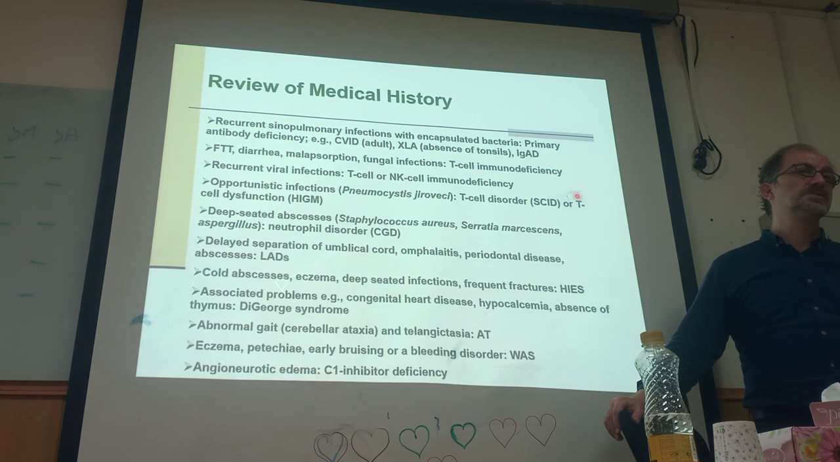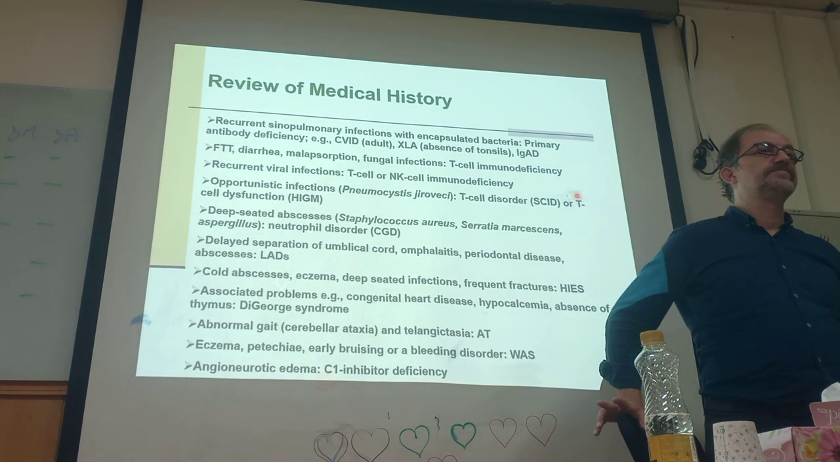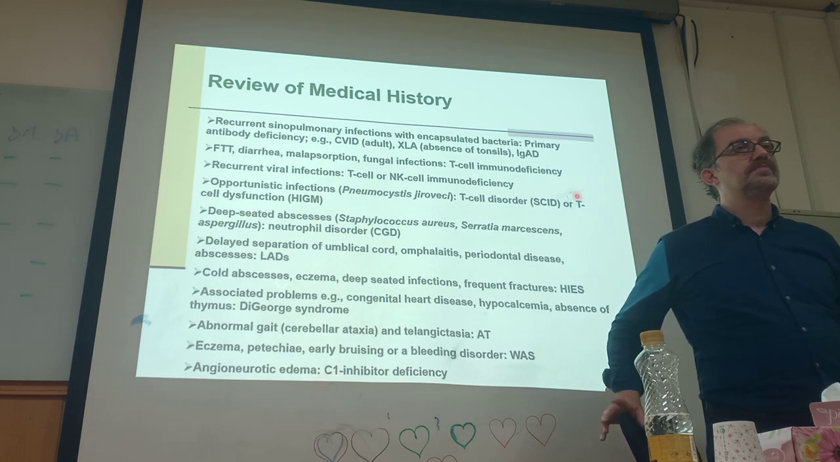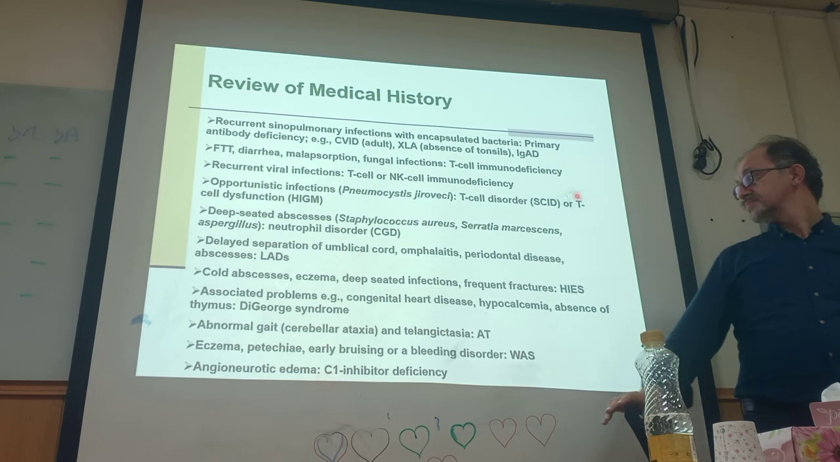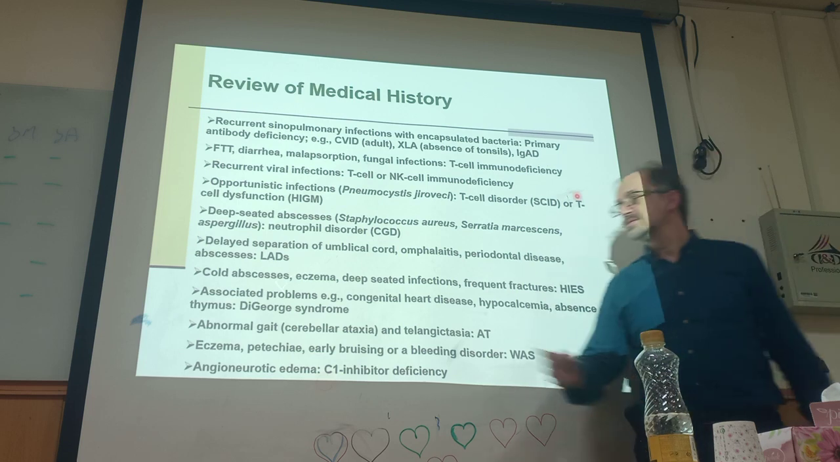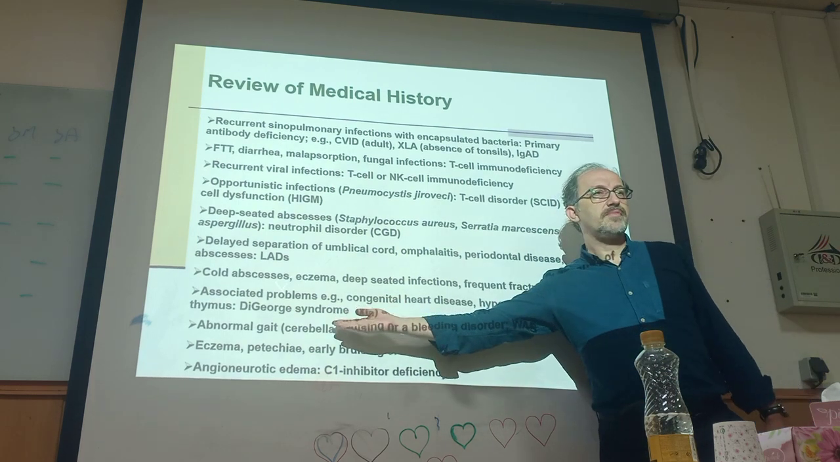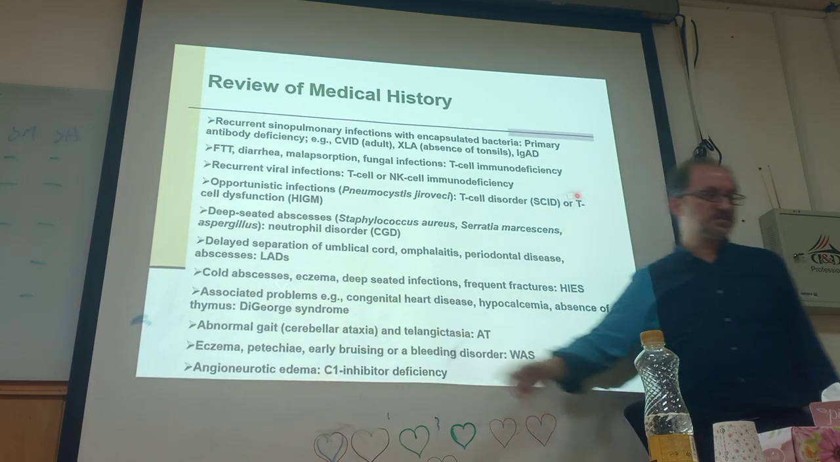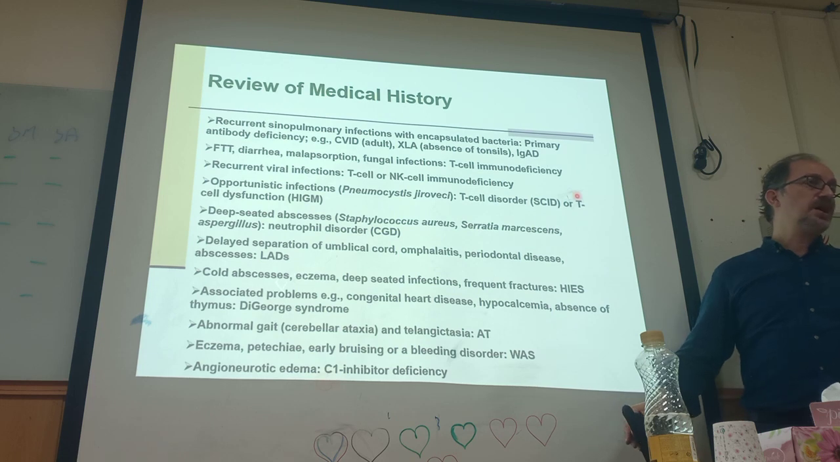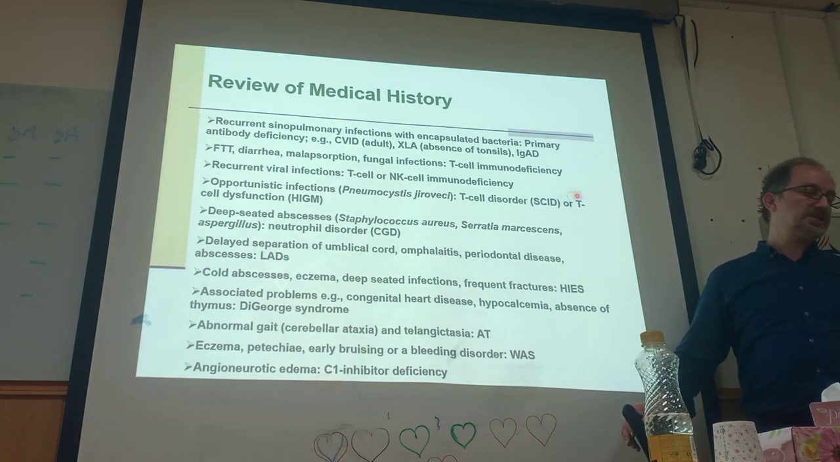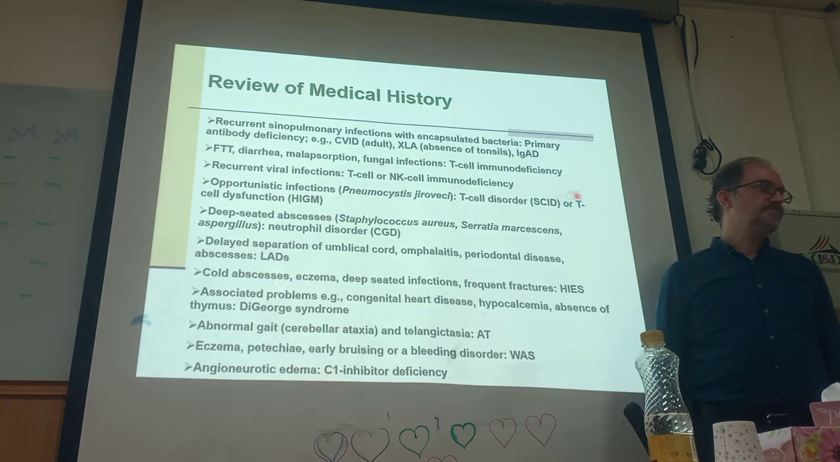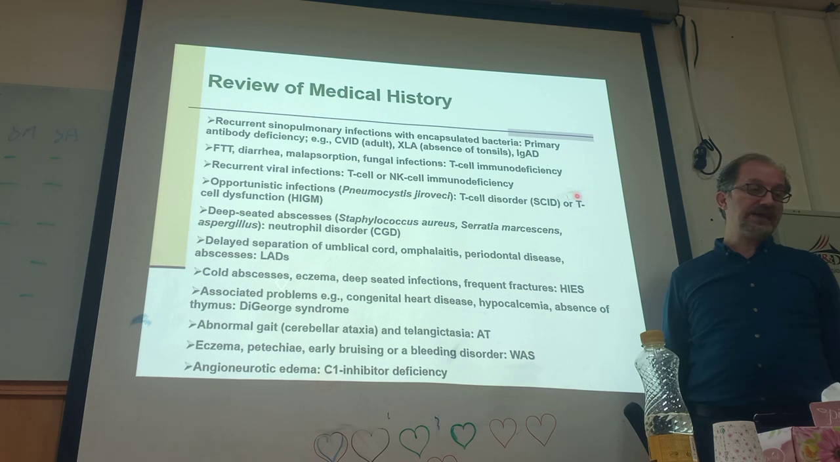If a patient comes to the clinic with associated problems like congenital heart defect, hypocalcemia, and absence of thymus, it's not difficult. You could almost read it. There's DiGeorge syndrome. If a patient comes with abnormal gait and telangiectasia, what is it? Ataxia telangiectasia.